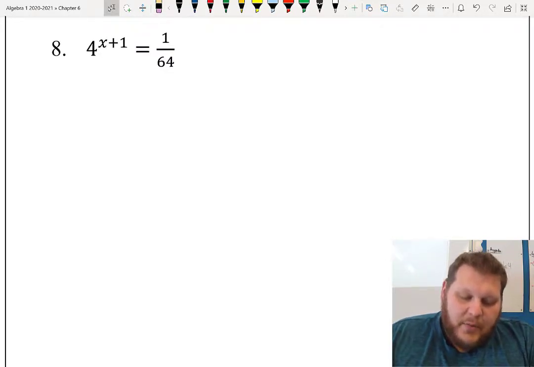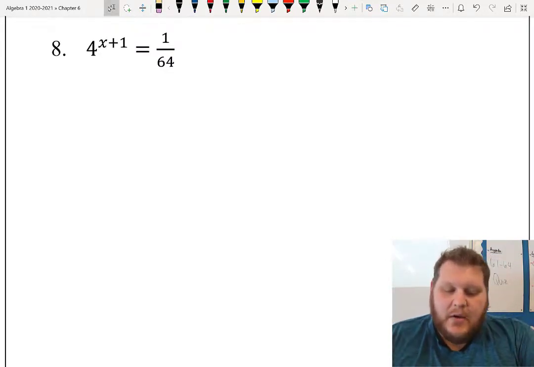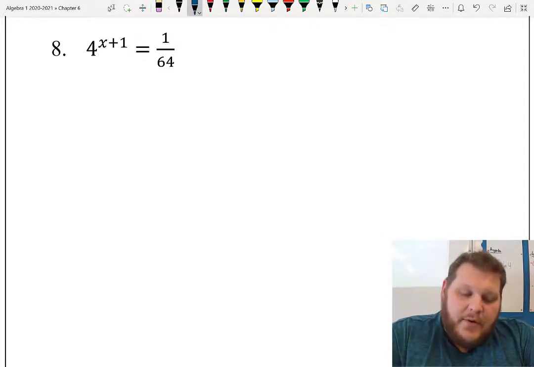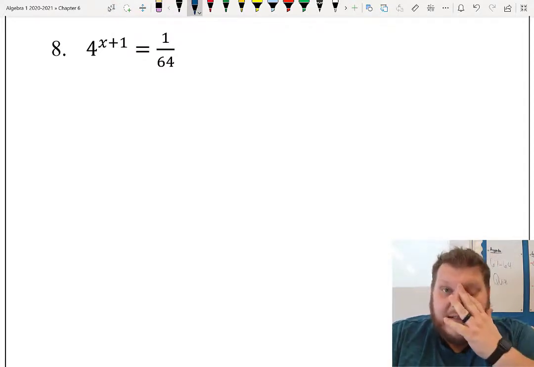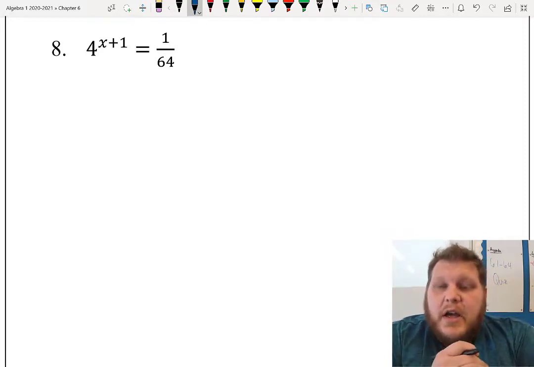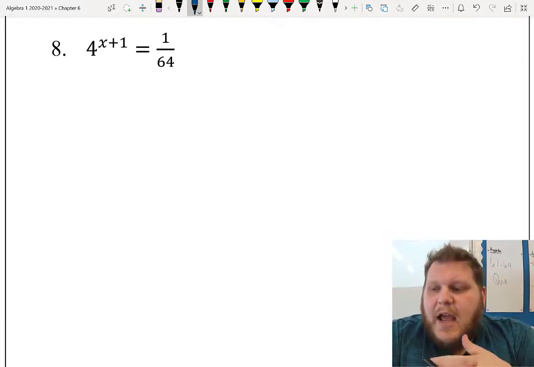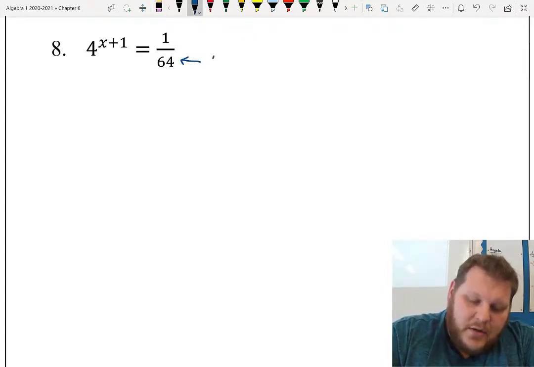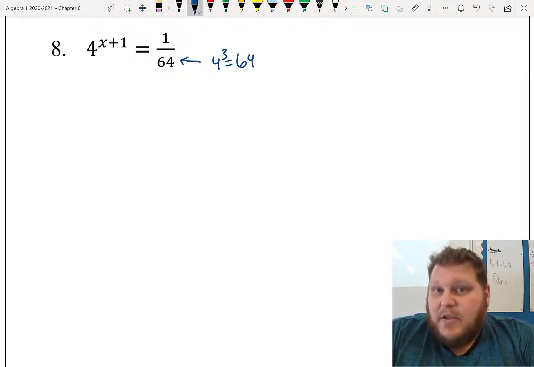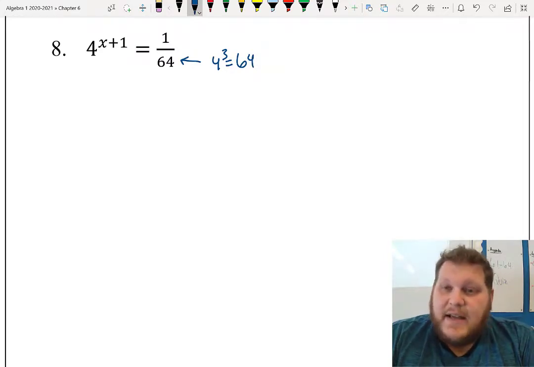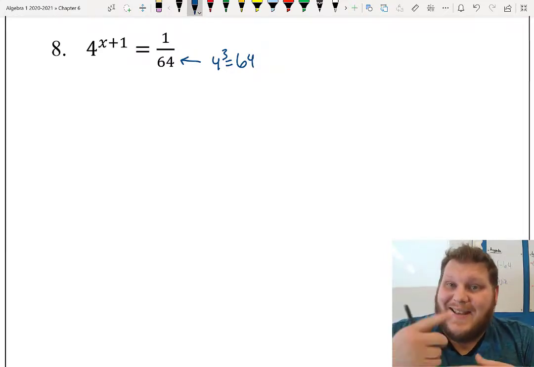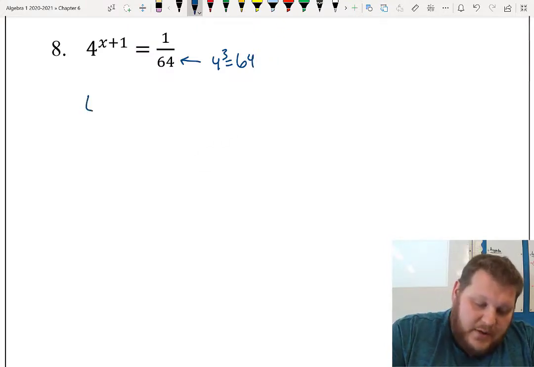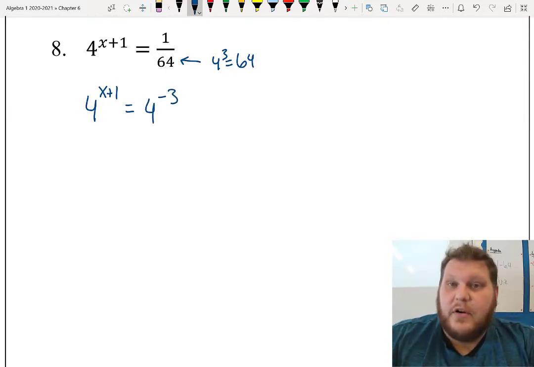And final problem here, number 8 has 4 to the x plus 1 power equals 1/64. So what I would check first is to see if there's a way to rewrite 64 as 4 to some exponent, instead of having to rewrite both of these as base 2. I think I can figure out a way to rewrite that. Just a little side note, 4 cubed is 64, so I'm going to be able to use that to my advantage. I can rewrite the right side as 4 to the negative third, because that negative is going to flip it over up top. So I can rewrite this as 4 to the x plus 1 equals 4 to the negative third power.